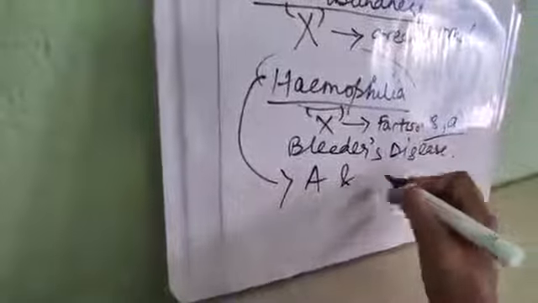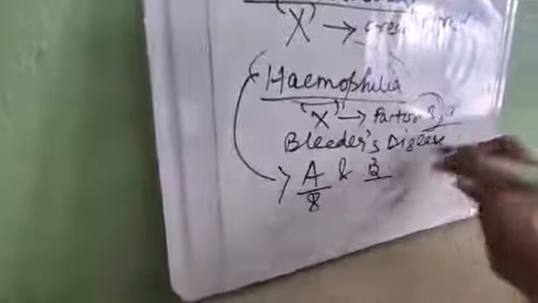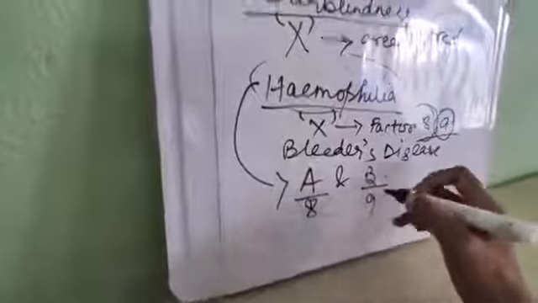That is why if a small injury takes place, that person will lose a huge amount of blood due to the absence of the clotting factors. And for this reason, hemophilia is termed as bleeder's disease. Bleeder's disease. Okay, that means it keeps on bleeding. Generally hemophilia is of two types, hemophilia A and hemophilia B. Hemophilia A could not produce factor 8 and hemophilia B could not produce factor 9.